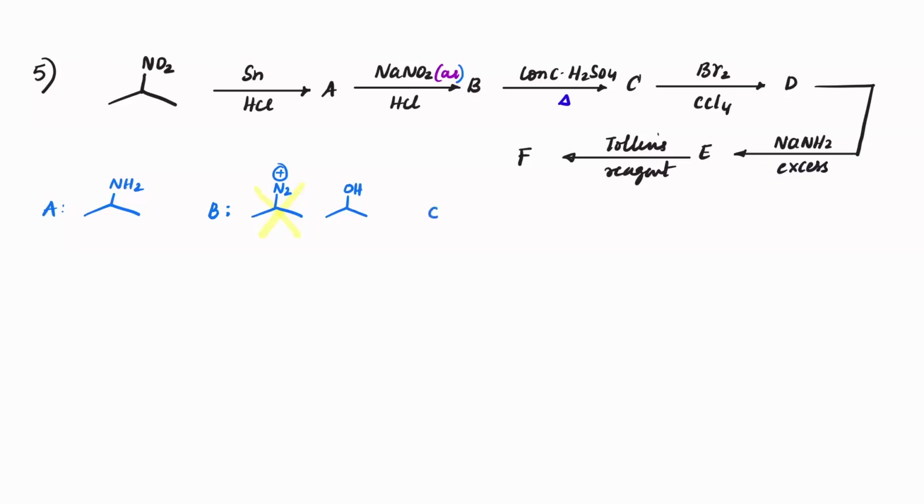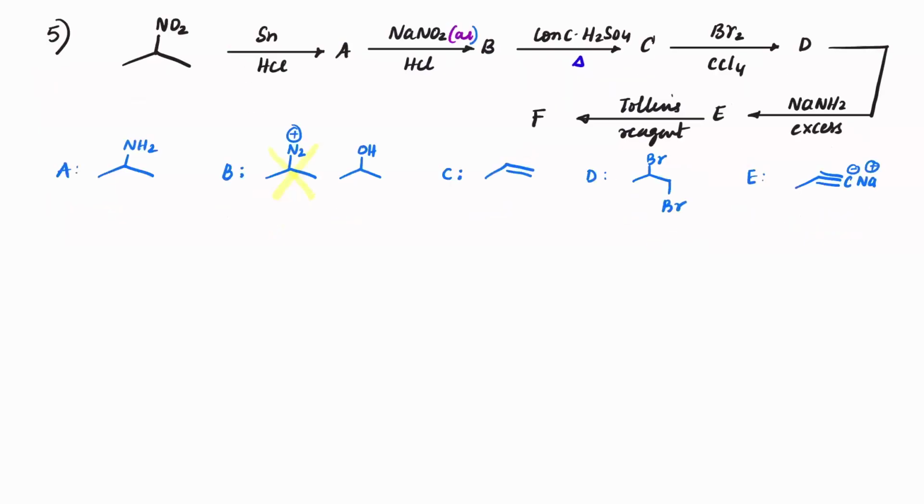And alcohol, when you react with concentrated H2SO4, we learned that it will convert into an alkene. And alkene, when you make an electrophilic addition, you'll get two bromines here. Okay, next E, when you use NaNH2 in excess, it will give you elimination, which is C minus Na plus, because you are using excess. And F, when you use Tollens reagent, will make this minus and silver plus into a precipitate form, a white precipitate form. Okay, so this is another important sequence. Check.